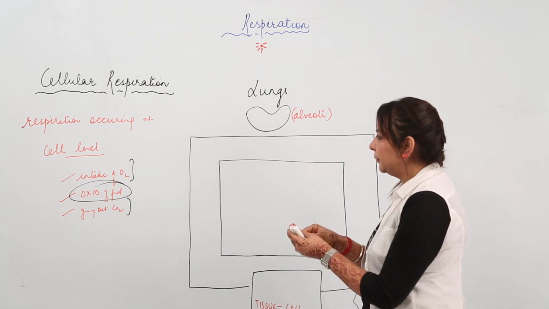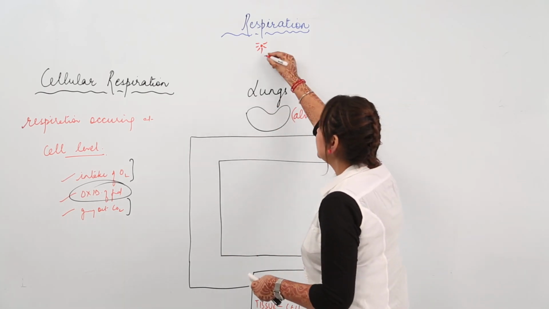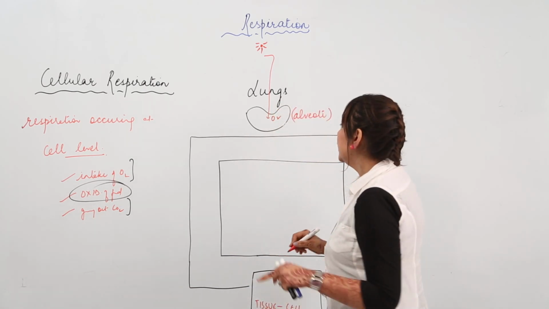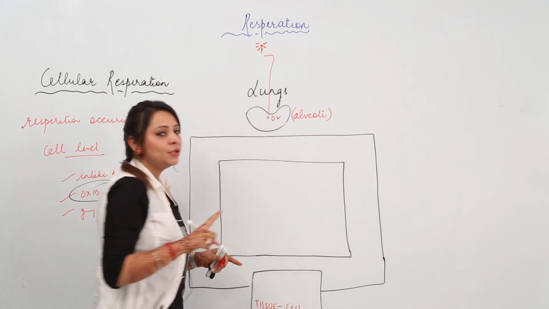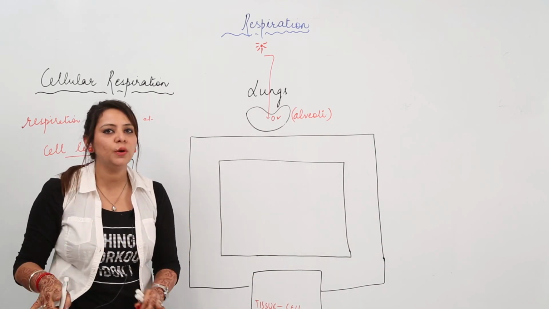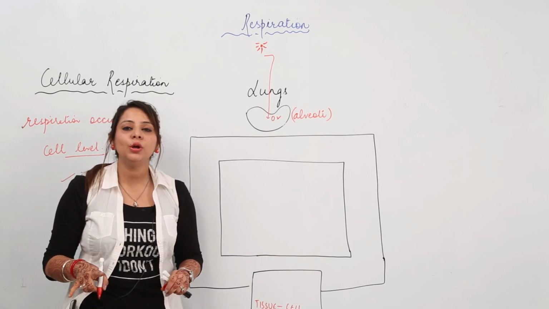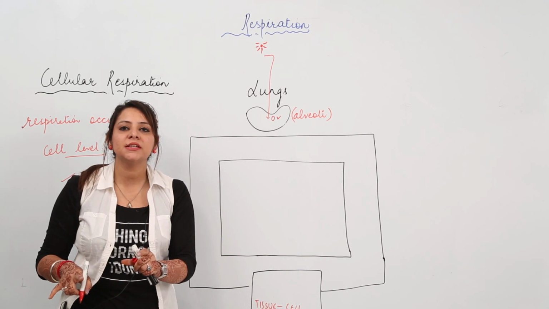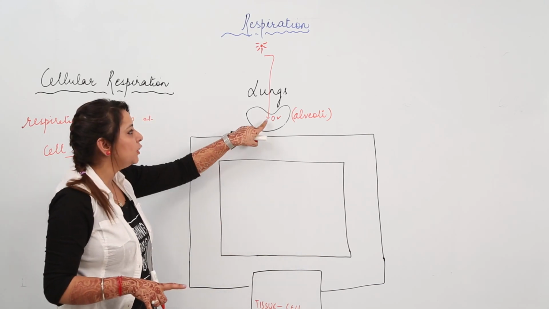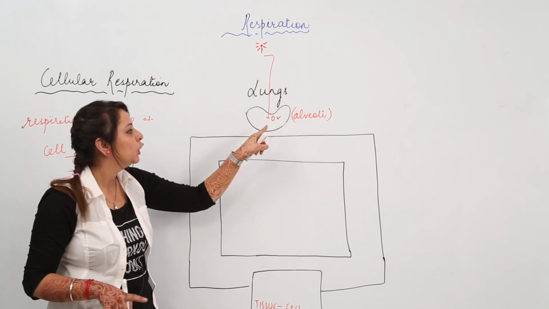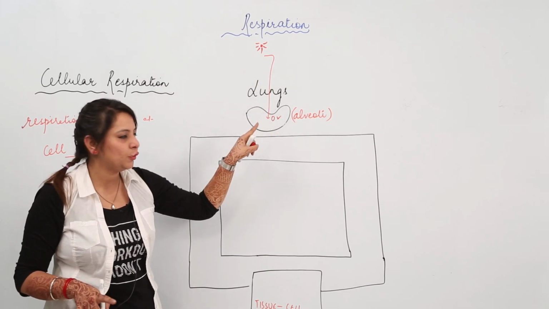So through the respiratory tract, oxygen reaches the alveoli. We also know that the diffusion of gases takes place from higher concentration to lower concentration. That means the gas always moves from a region where it is present in excess to a region where it is present in lesser concentration. Obviously oxygen is more here because it has been inhaled from outside, so the alveoli have a rich supply of oxygen.